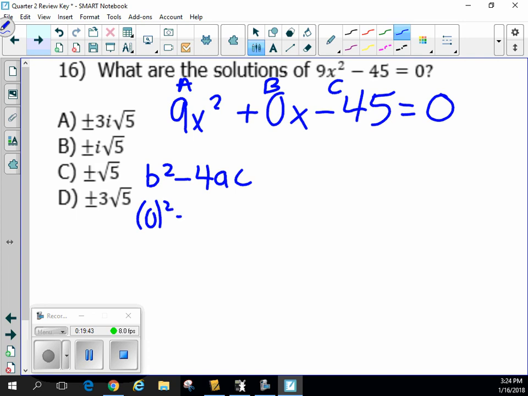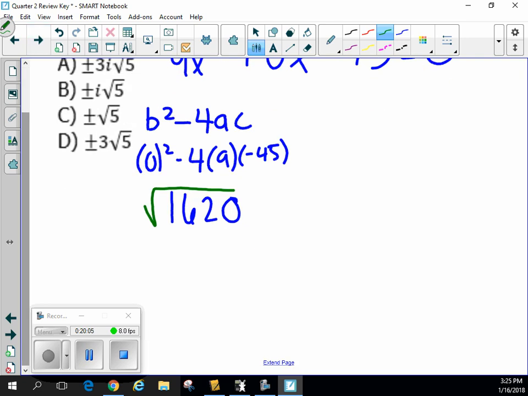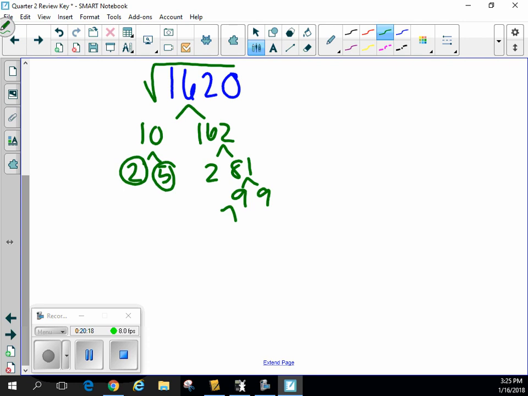So we have 0 squared minus 4 times 9 times negative 45, and when we do so, we end up getting 1,620. From here, we have to take the square root of that number. Unfortunately, 1,620 is not a perfect square, which means I'm going to have to break that down. You're going to break it down into 10 and 162. 10 would be 2 and 5. 162 is 2 and 81. 81 is 9 and 9. 9 is 3 and 3.